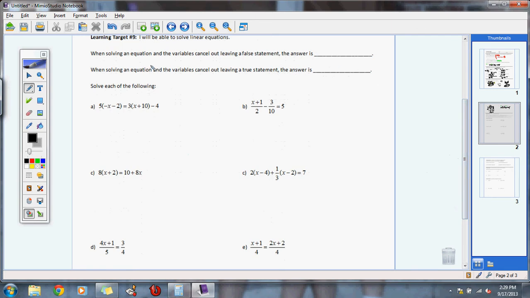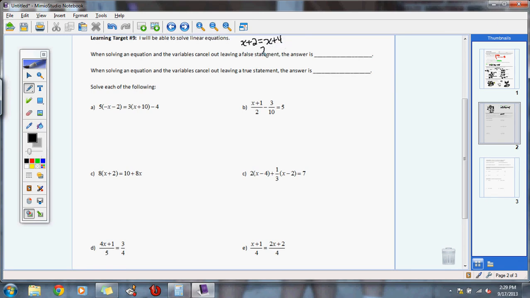All right, very important next two questions on this learning target. When solving an equation and the variables cancel, leaving a false statement, that means if you have something like x plus 2 equals x plus 4, when you subtract x from both sides here, you will have 2 equals 4. False statement. The answer is no real solution.